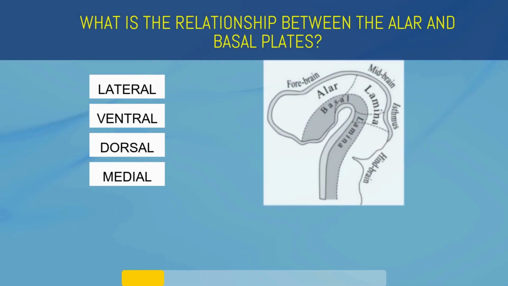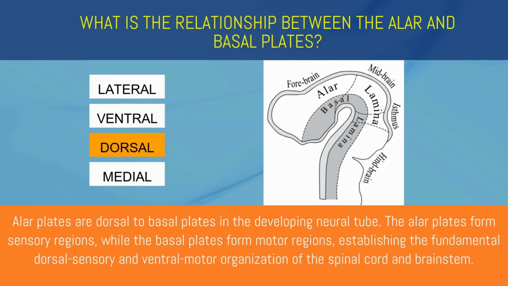What is the relationship between the alar and basal plates? Lateral, ventral, dorsal, or medial? Dorsal. Alar plates are dorsal to basal plates in the developing neural tube. The alar plates form sensory regions, while the basal plates form motor regions, establishing the fundamental dorsal sensory and ventral motor organization of the spinal cord and brainstem.